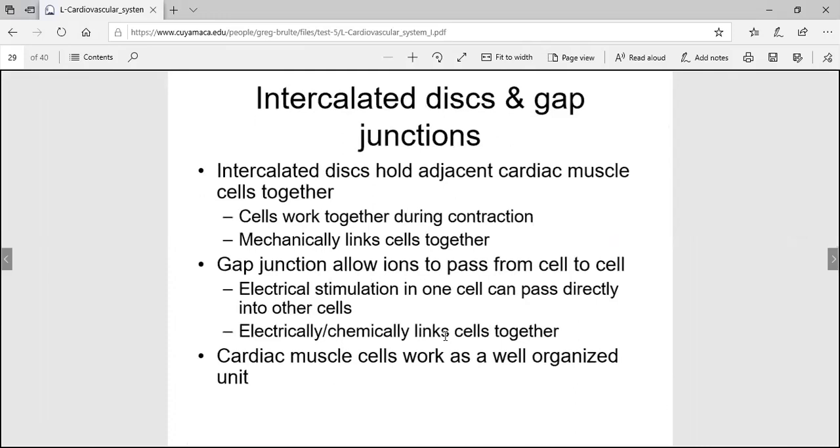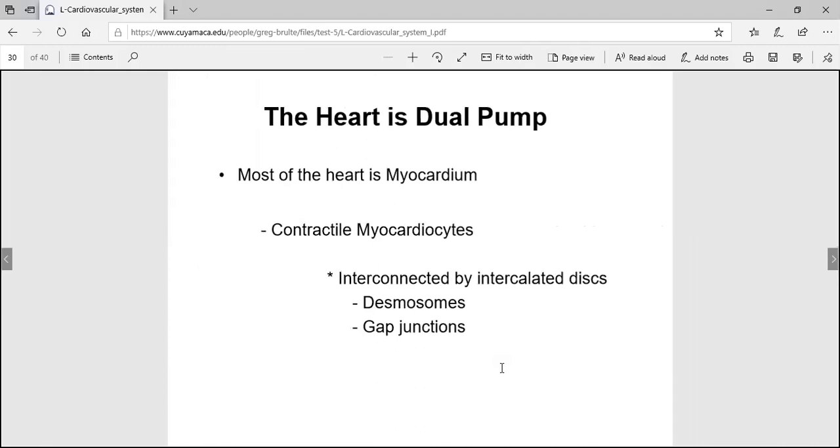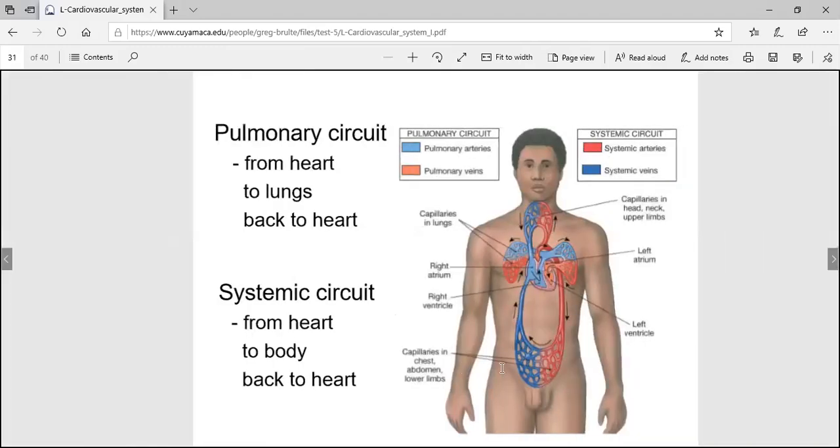The intercalated discs hold the cardiac muscle cells together, right? And the gap junctions in those intercalated discs allow ions to pass from one cell to the other. That's the depolarization I was talking about. They have to work together: the atria have to all contract at the same time, all those cells, and then the ventricular cells all have to contract at the same time.